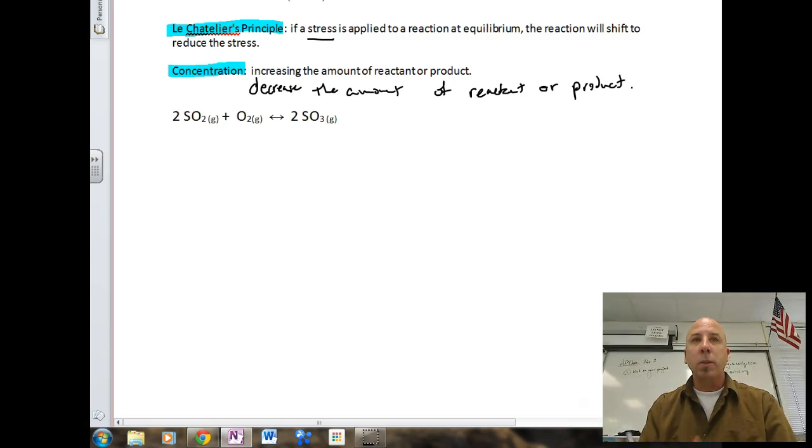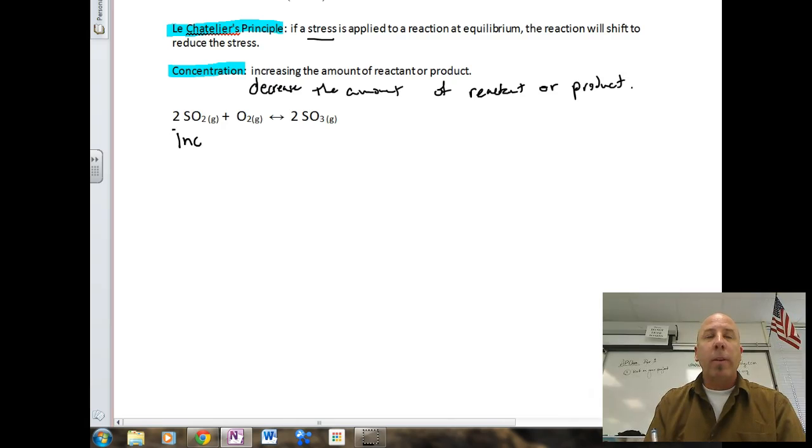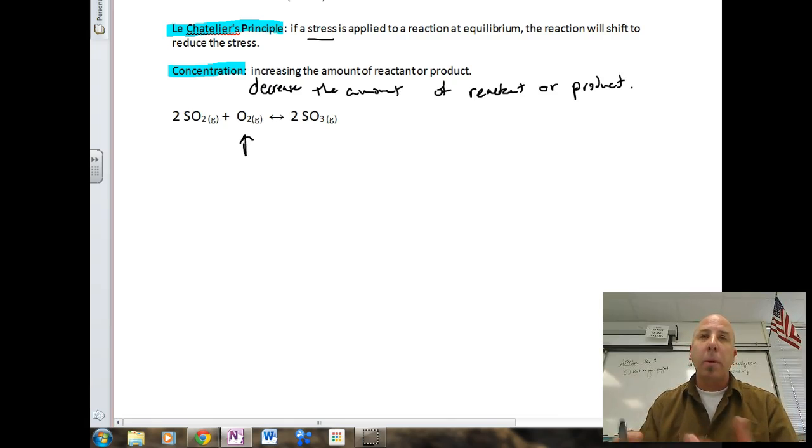So let's talk about some of the things that we can do here. One of the things we can do is increase the amount of SO2 gas in the container that's holding this reaction. Maybe we attach a gas tank to this container, turn it on, and pump SO2 gas in. That's one way we could affect this reaction. We could also increase the concentration of the O2 gas by pumping in O2 gas, or we could pump in some SO3 gas, and these would all be stresses, or we could remove any of the 3 gases, and that would be a stress to the equilibrium as well.